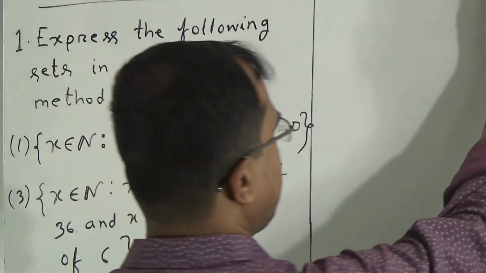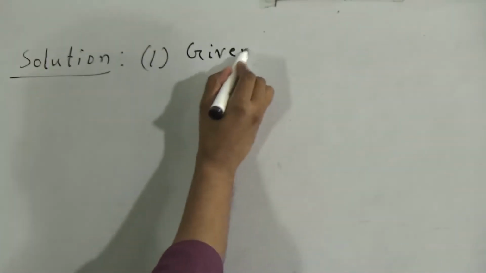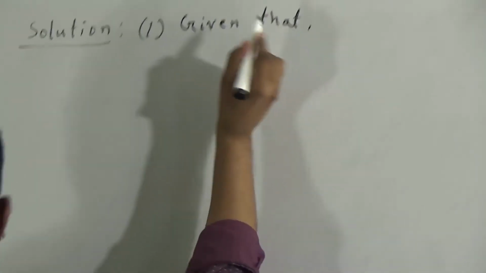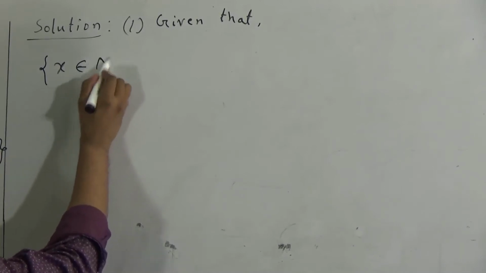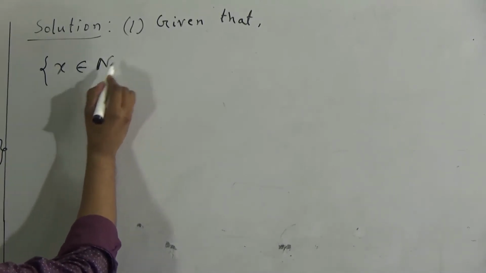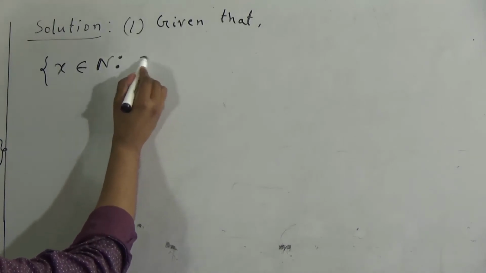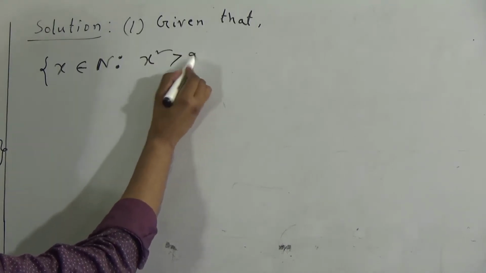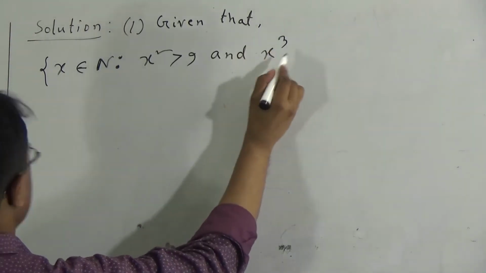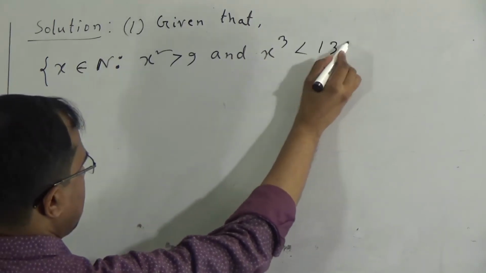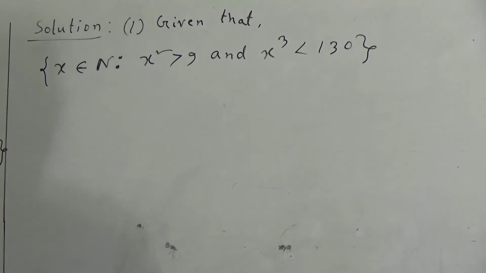At first, given that x belongs to N such that x square greater than 9 and x cube less than 130. Dear students, here it is a given set and the set is given in set builder method. We have to convert this set into roster method.